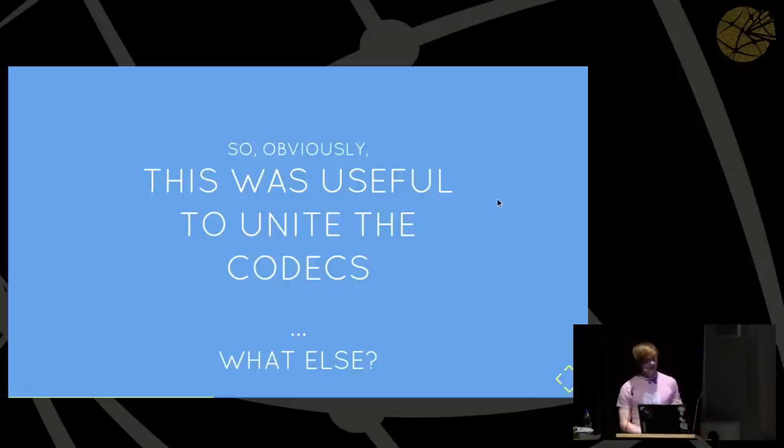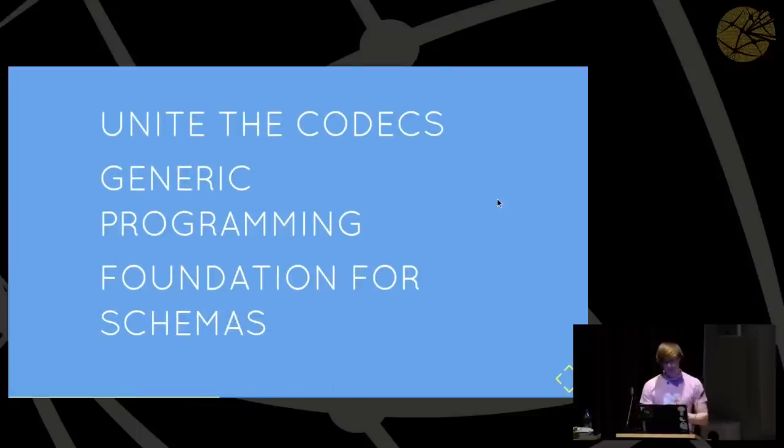But all right, so this is boring. This was just all warm-up. All of this is stuff that you could have done so far with a good serialization library. What else can we do? This data model is going to be something that we can use not just to unite the codecs, but something that we can use for generic programming. And of course, it's something we're going to use as a foundation for the schemas that are coming later.